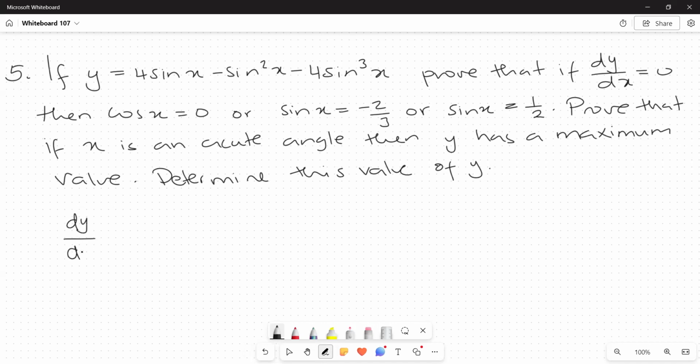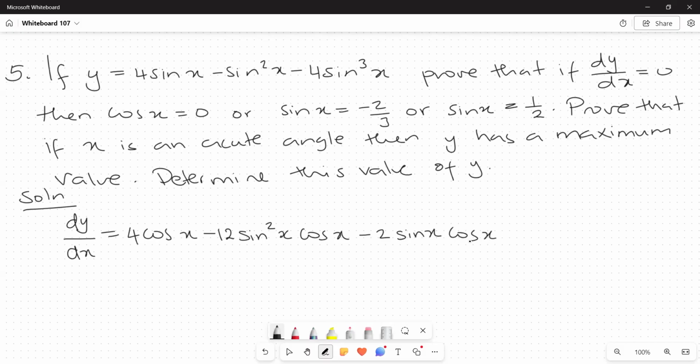So dy/dx, this is our solution. The derivative of 4 sine x is 4 cos x, and then the derivative of minus 4 sine cubed x: the 3 will come down, so you have minus 12 sine squared x, and then you multiply by the derivative of sine x, which is cos x. I skipped the minus sine squared x, but you can still write it there. Minus 2 will come down, and then you have sine x, and then the derivative of sine x is cos x. So this one was supposed to be in the middle before this one, but it doesn't actually change anything.